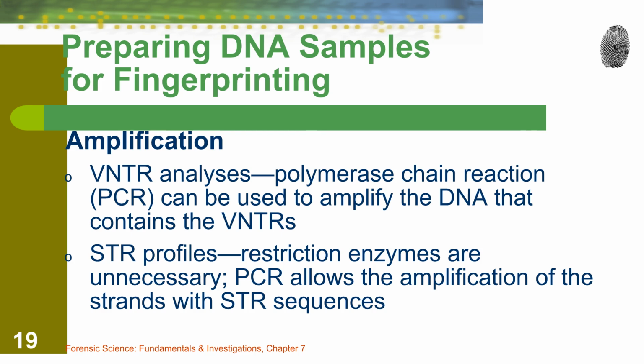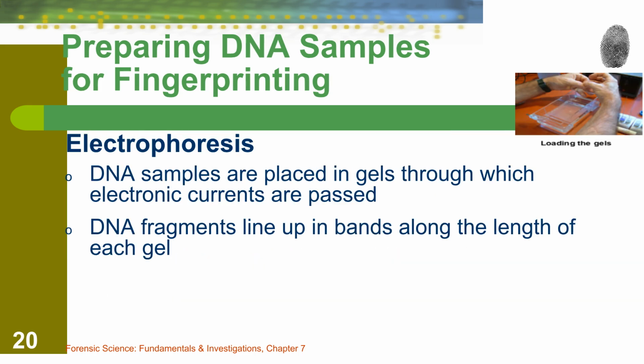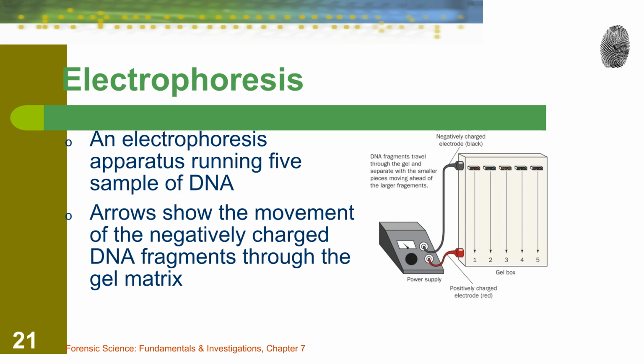For STR profiles, PCR amplifies strands with STR sequences without needing restriction enzymes. During electrophoresis, DNA samples are loaded into gels, and an electric current separates the DNA fragments by size. The fragments line up in visible bands along the length of each gel. The diagram illustrates an electrophoresis apparatus, showing how the negatively charged DNA fragments move through the gel matrix.